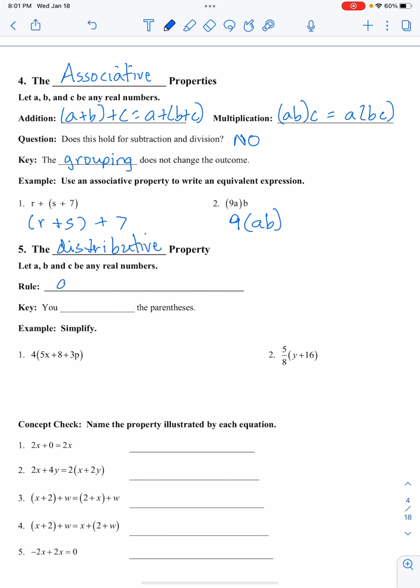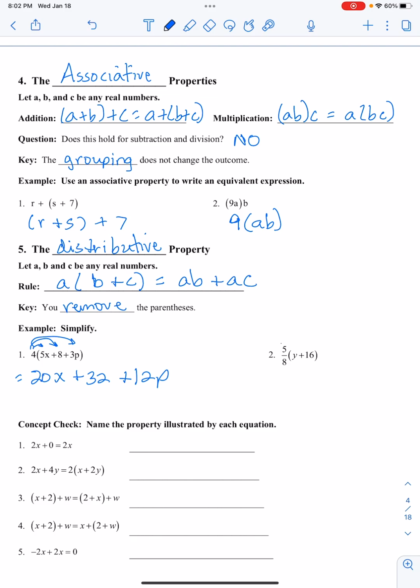The rule here is A out in front of B plus C says you multiply everything with A that's inside the parentheses. So A times B plus A times C. So you remove the parentheses. So for problem 1 here, we're going to multiply everything inside by 4. So 4 times 5x is 20x. 4 times 8 is 32. 4 times 3p is 12p.